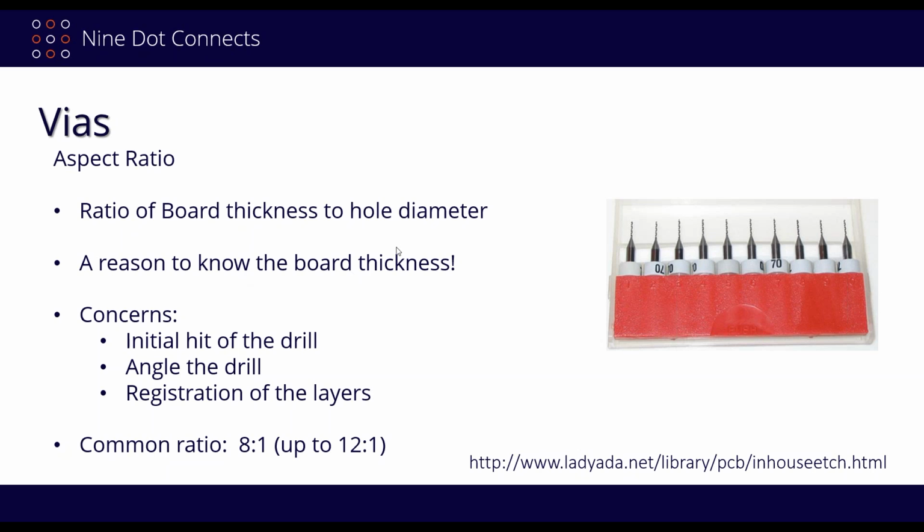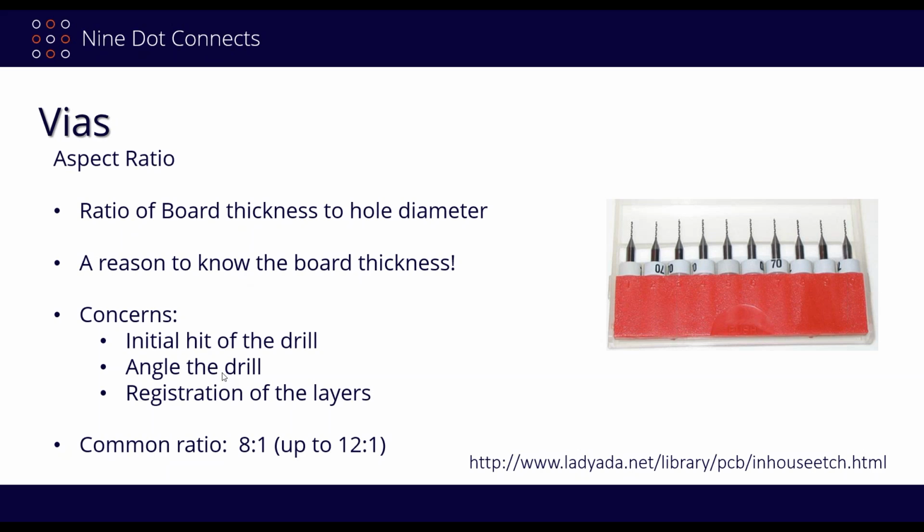The reason we need to know this is that, number one, we have to worry about the initial hit of the drill. If we're using a material where it's a little bit harder for it to hit on target, it may be off, and in certain classes, that may not be acceptable. It depends on the class that you're trying to build for. If you're not directly on the hole that you're trying to drill for that via, they may not accept it, or there's going to be a lot of high fallout from that.